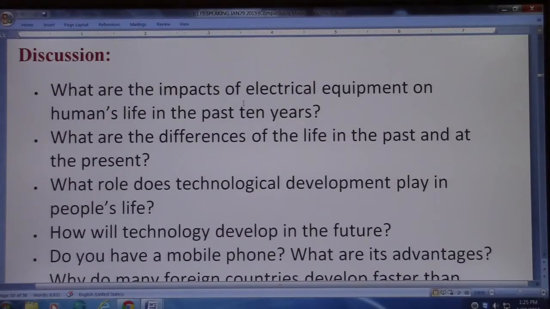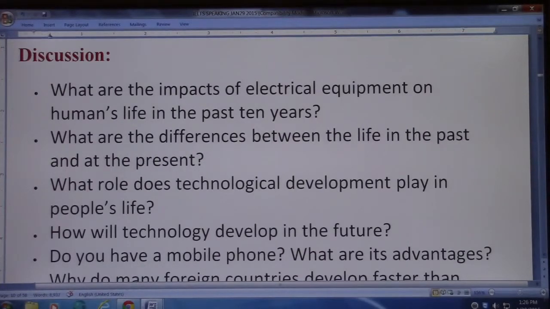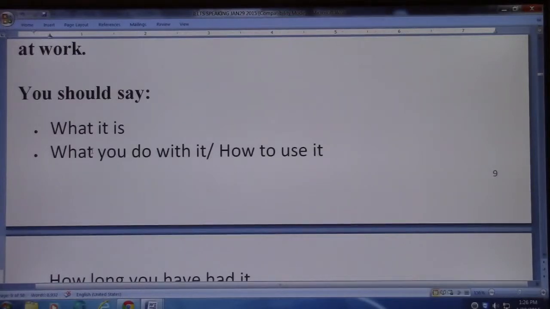What are the impacts of electrical equipment in humans' life in the past 10 years? What do you think of the impacts of electrical equipment in humans' life in the past 10 years? What are the differences between the life in the past and at present? So what are the differences between our modern life and also life in the past? What role, this is discussion, does technology play? Because right after that, when they ask you question 2, they give you a card, then they follow up with some other questions, which would be part 3, okay?